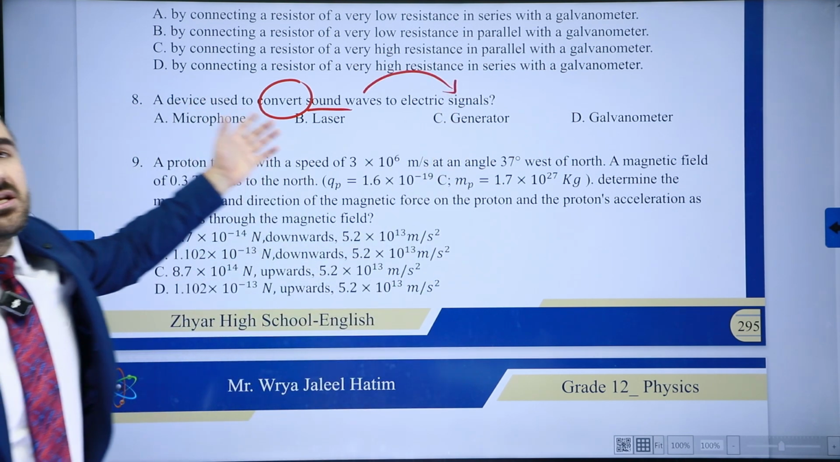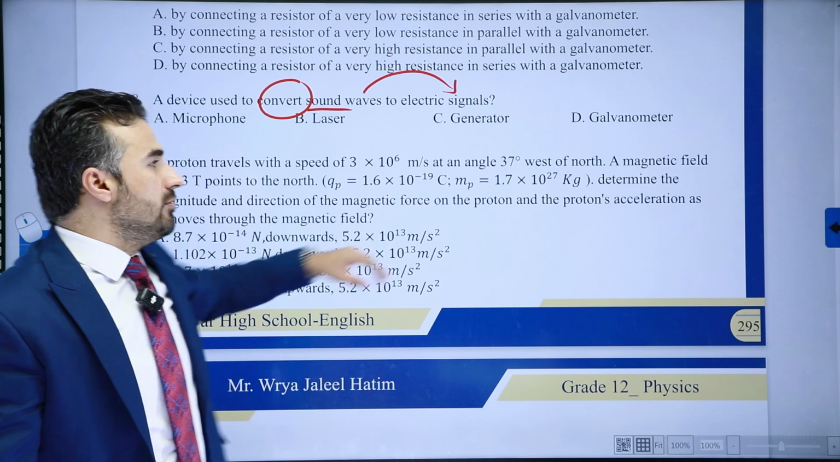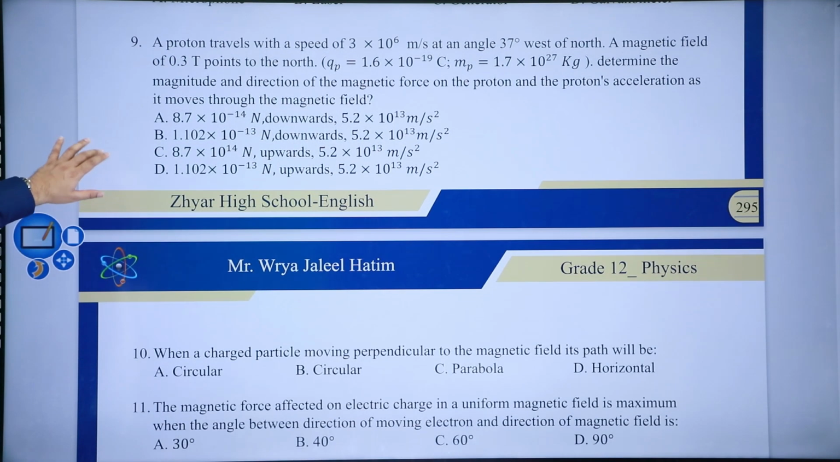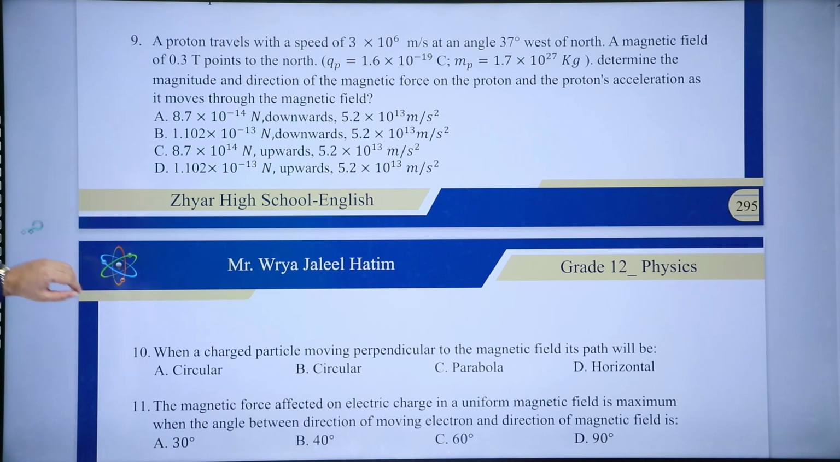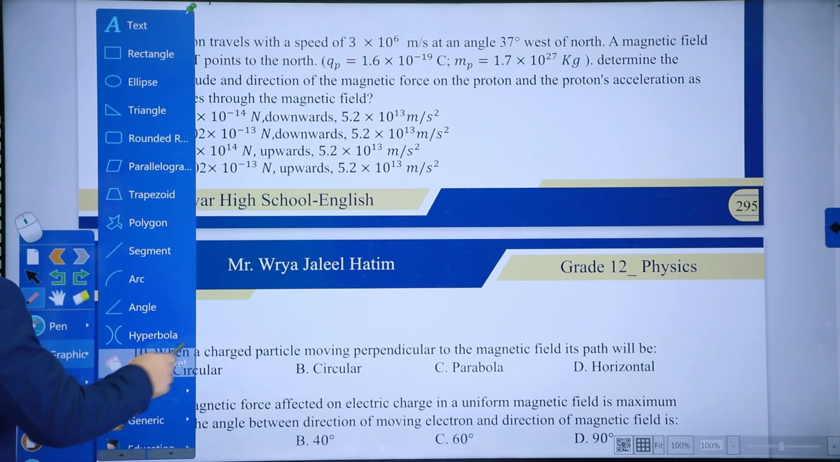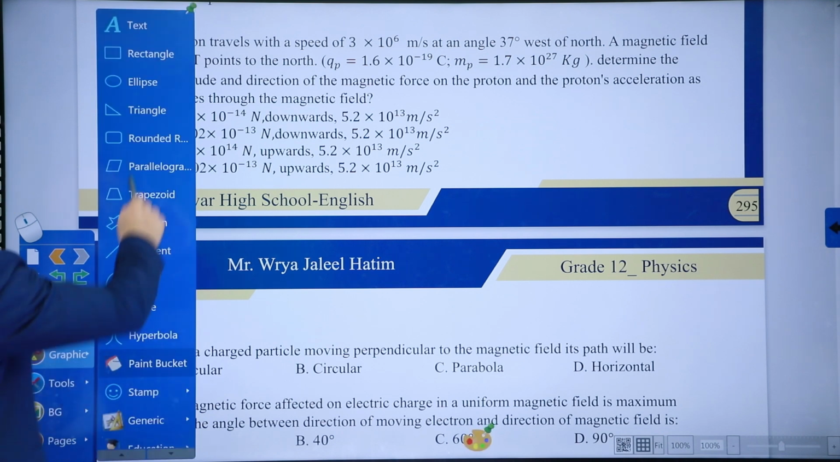So is it a microphone? Yes. Is it a laser? No. Generator? No. A galvanometer? No. All right, as for this one here, how about I'll try to solve question 9 for you as well. Then we'll see how many more questions we'll go through.